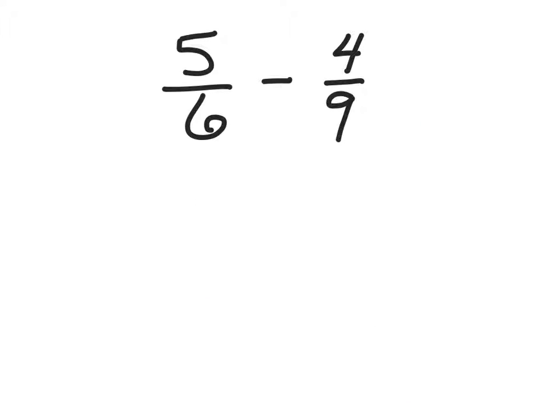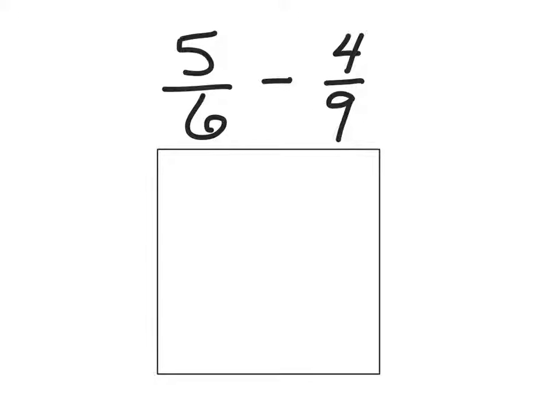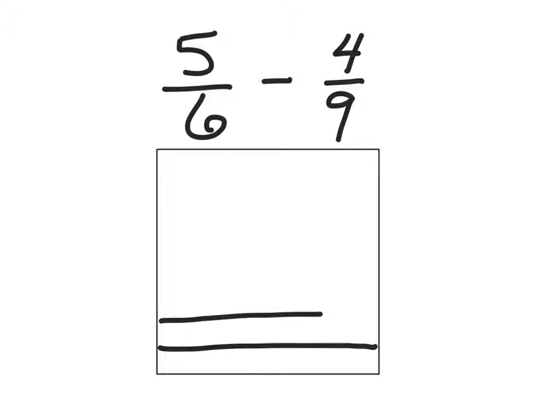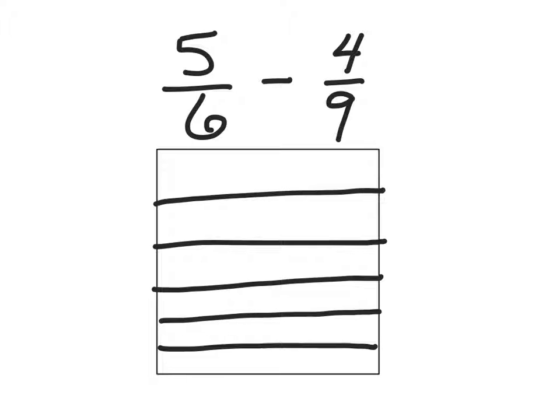And here we go with the fourth and final problem of this video. 5/6 minus 4/9. So the very first thing I want to do is go ahead and create my fraction box here, right? And I've got 5 out of 6, so I got to make 6 parts. 6 parts means 5 lines, so I'm going to go 1, 2, 3, 4, and 5 lines gives me 6 parts.